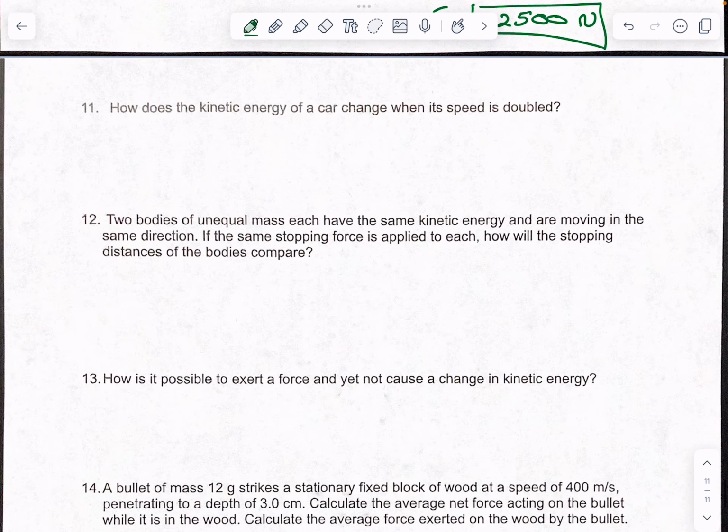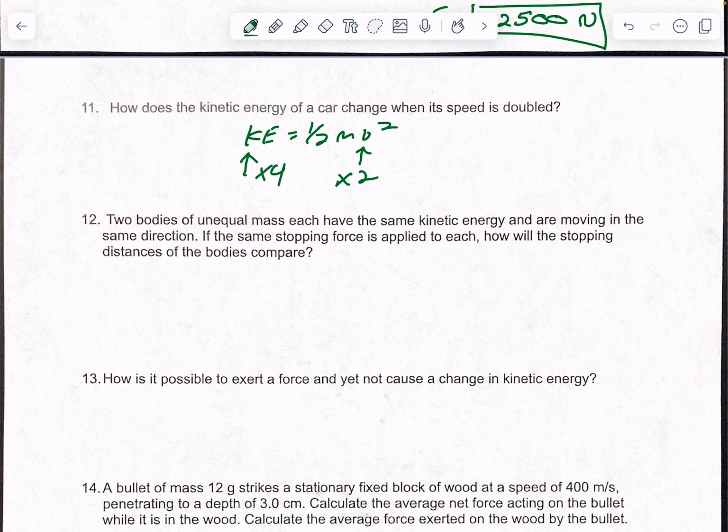Moving on to the next one: how does the kinetic energy of a car change when the speed is doubled? We just talked about that. KE equals 1/2 mv squared. If we take this velocity and go up by 2, our kinetic energy is going to go up by a factor of 2 squared, which is 4. So just don't forget that.